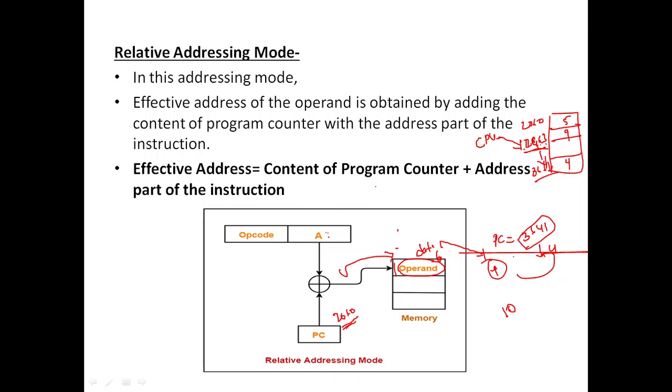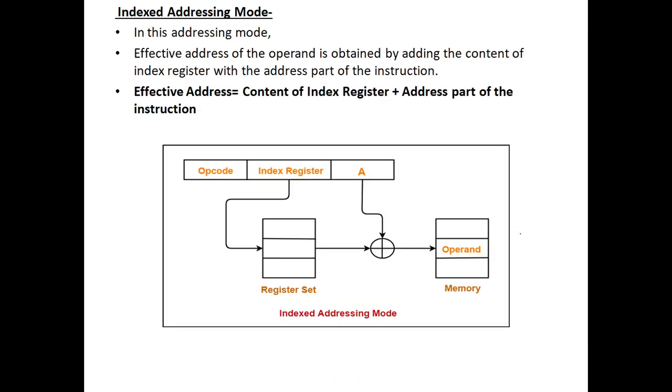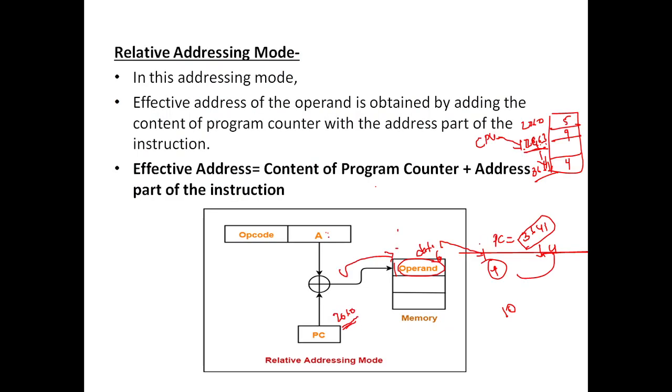So like this, relative address, in the sense, the contents of the program counter are added with the address part of the instruction. Relative, in the sense, program counter contents are added with the memory address.